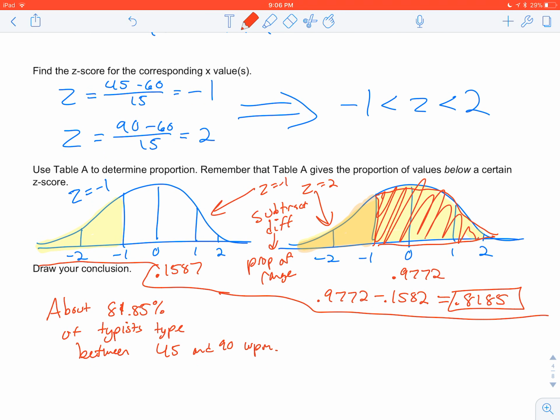So again, this problem's different because they asked you for a range of z values, the proportion between those two, and the table's not set up directly to do that, but indirectly you find the two proportions and then subtract them to find the range of proportions.